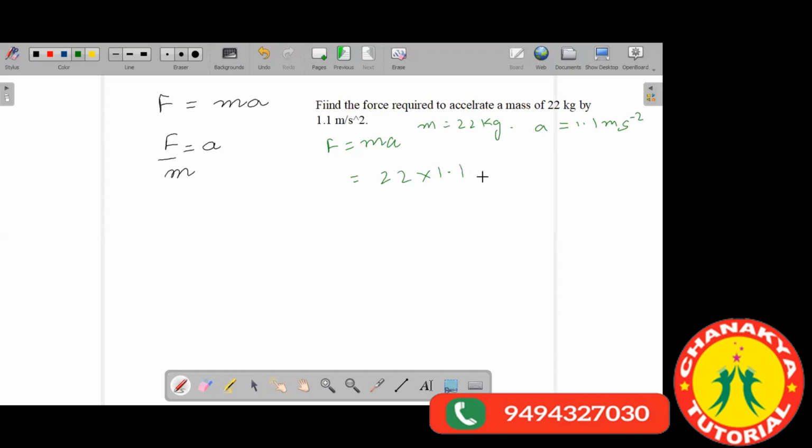24.2 Newton. If you multiply 22 with 1.1, what's the answer you are getting? 24.2. Okay, so we get here 24.2 Newton. Newton is the SI unit of force. So here it says that if a body of mass 22 kilogram is accelerating with an acceleration of 1.1 meter per second square, a force of 24.2 Newton is required.